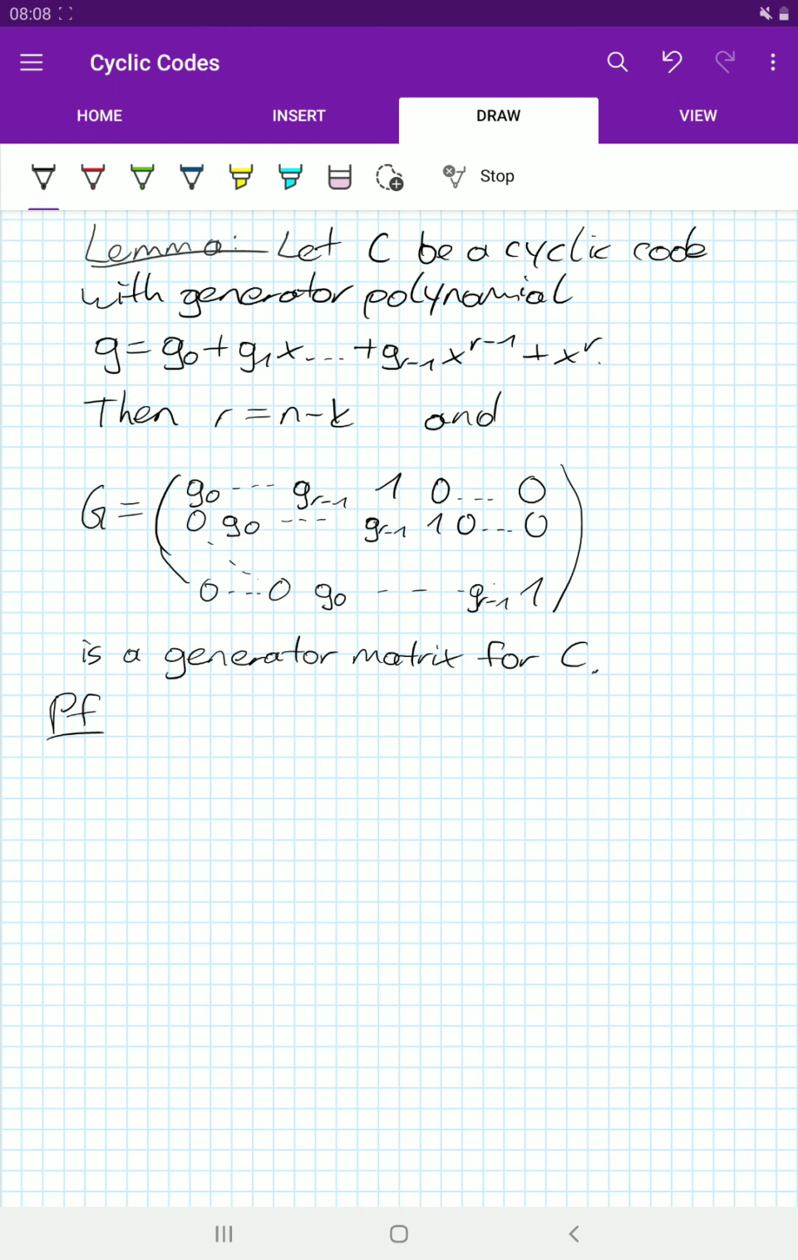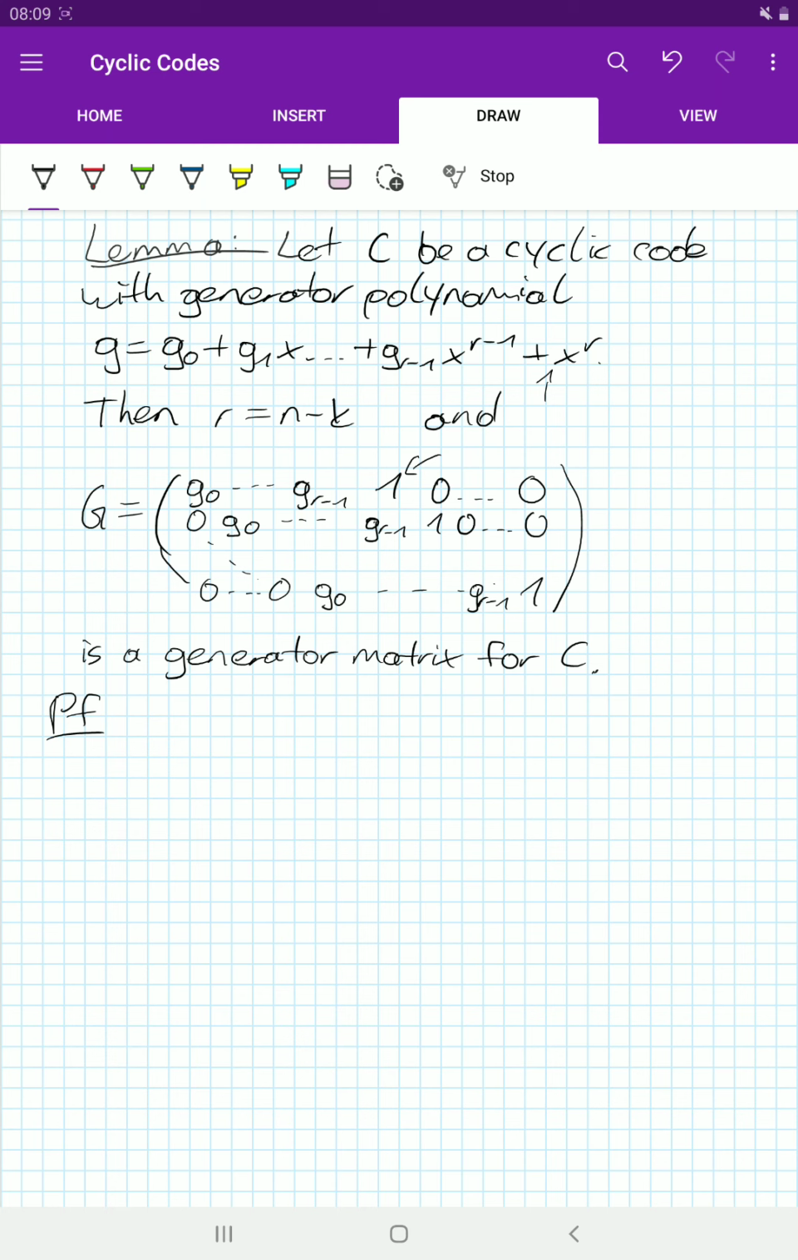Last time we've seen this lemma. I want to make some short notes before we start to prove it. So the first note is that actually, because G is monic, we have coefficient 1 here and also 1s in the generator matrix.